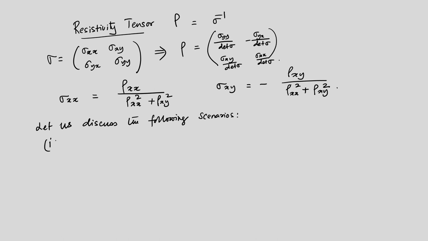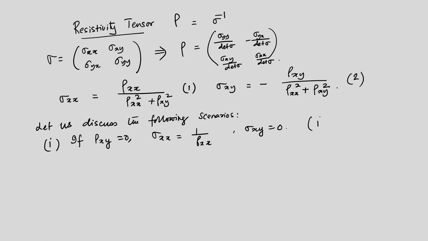So number one, if rho xy equal to 0, which is what I said, then sigma xx equal to 1 by rho xx, which you can see from this equation. Let's call these equations 1 and 2, which are not the same as the 1 and 2 that we discussed earlier. And of course sigma xy equal to 0, because rho xy is in the numerator, and because rho xy equal to 0, sigma xy equal to 0 as well. This is a familiar scenario.